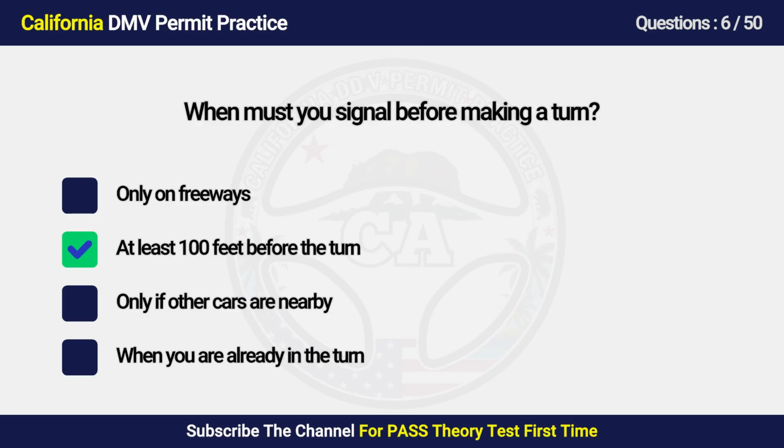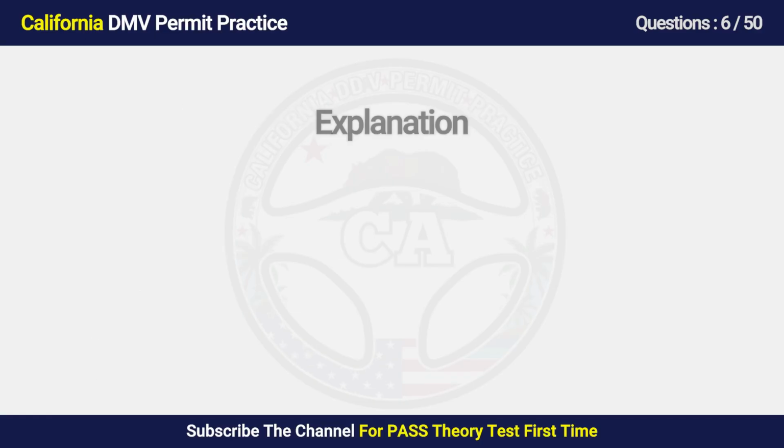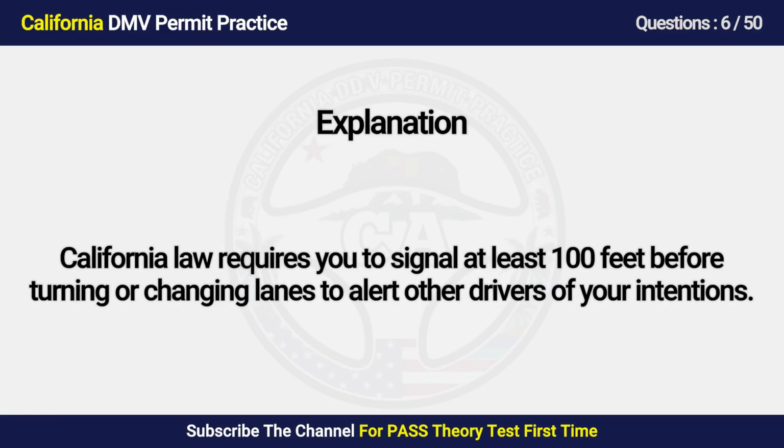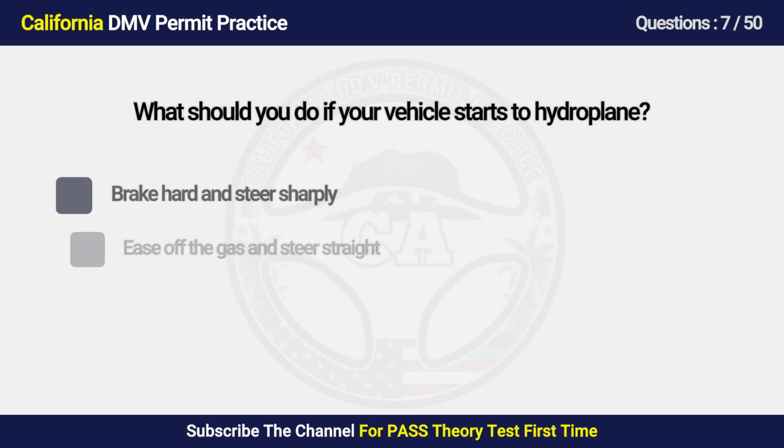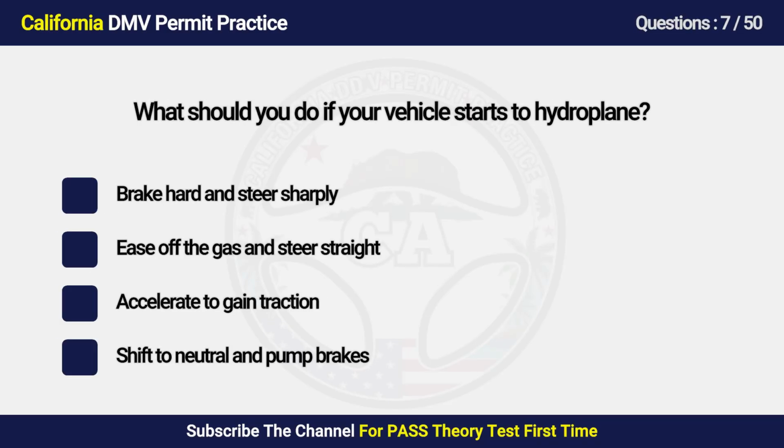Answer is B. At least 100 feet before the turn. California law requires you to signal at least 100 feet before turning or changing lanes to alert other drivers of your intentions. Question 7. What should you do if your vehicle starts to hydroplane?